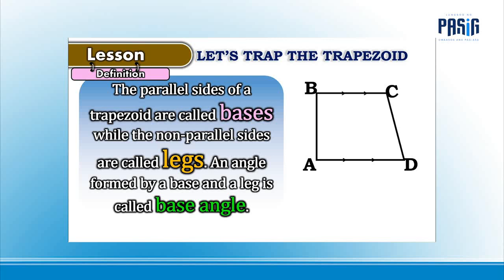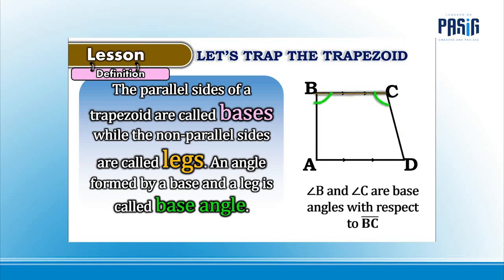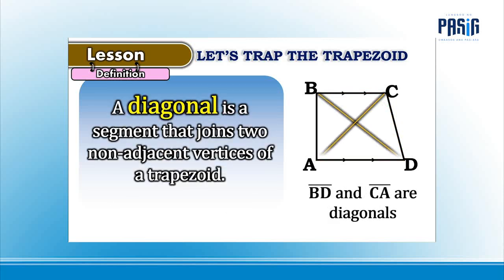In trapezoid ABCD, the bases are BC and AD. The legs are side AB and side CD. With respect to base BC, the base angles are angle B and angle C. On the other hand, angle A and angle D are the base angles with respect to base AD. A diagonal of a trapezoid is a segment that joins two non-adjacent vertices of a trapezoid. In trapezoid ABCD, BD and CA are diagonals.